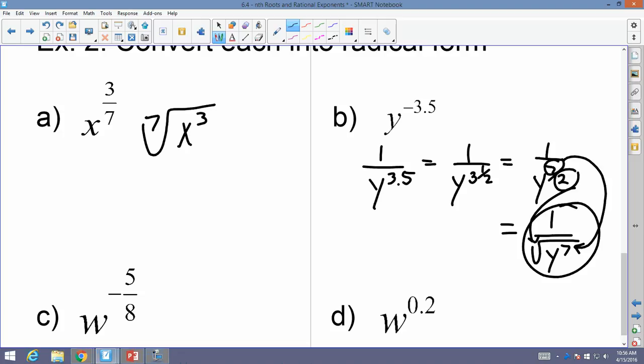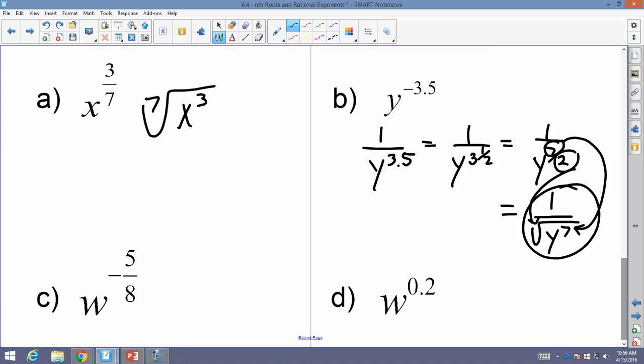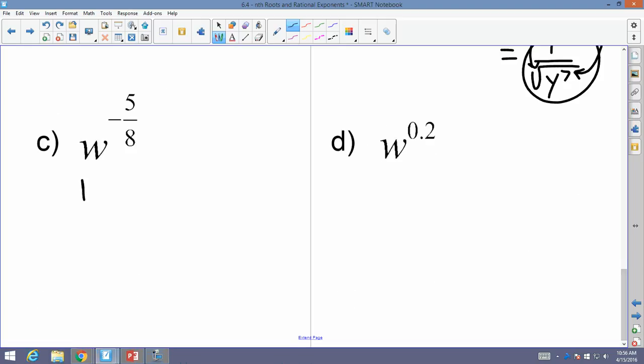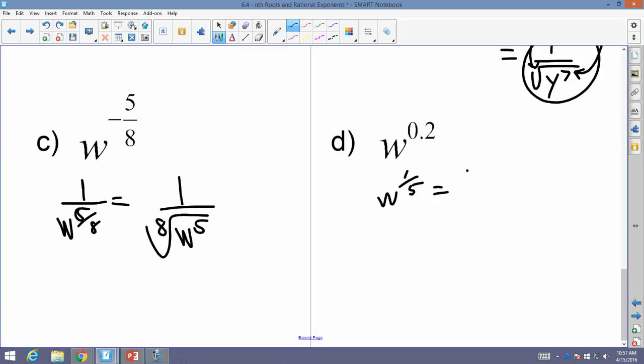Thank you, sir. How about w to the negative 5/8? 1 over w to the 5/8, which equals 1 over the 8th root of w to the 5th. How about w to the 0.2? What is 0.2 as a fraction? 1/5. So this is w to the 1/5, which equals the 5th root of w.